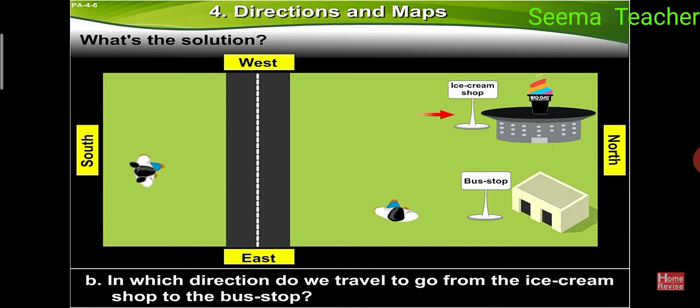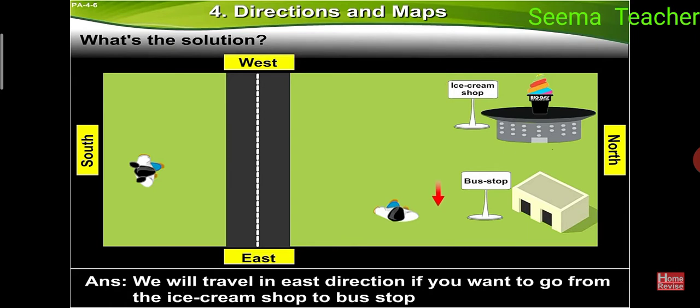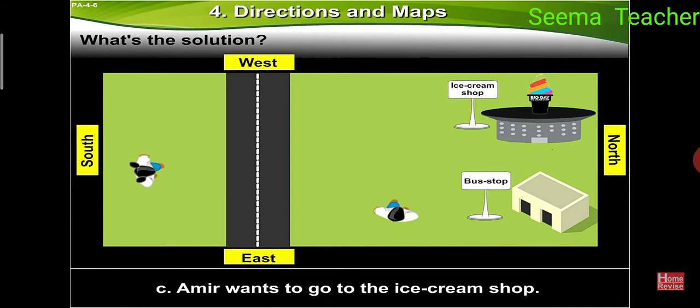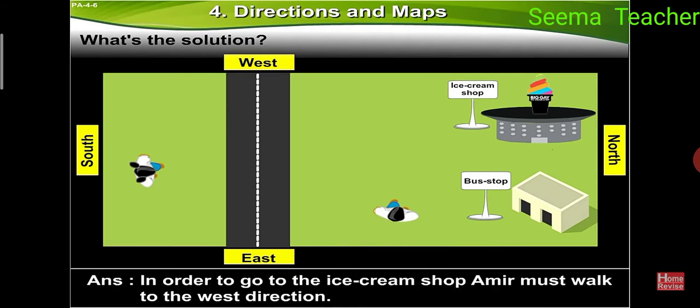In which direction do we travel to go from the ice cream shop to the bus stop? We will travel in the east direction if we want to go from the ice cream shop to the bus stop. Amir wants to go to the ice cream shop. In which direction must he walk? In order to go to the ice cream shop, Amir must walk in the west direction.